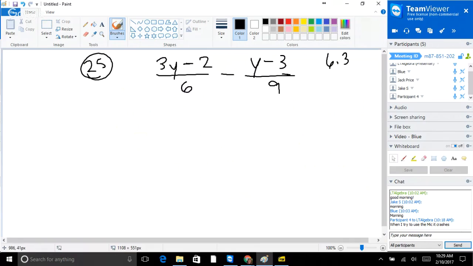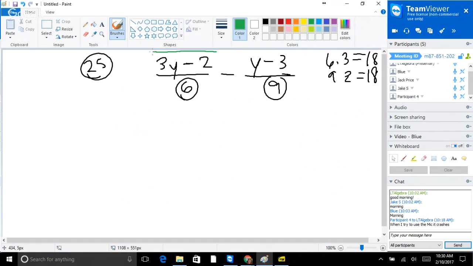6 times 3 is 18, right? And 9 times 2 is 18. So I could change both of these to a denominator of 18, and then I will have fractions that are the same. So I actually have to transform both.